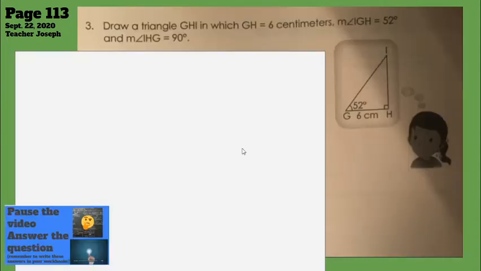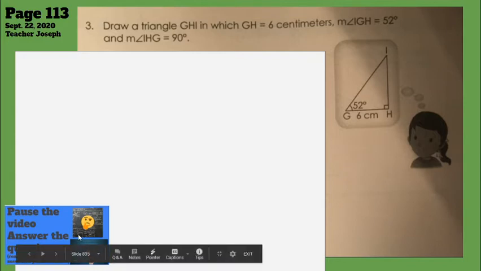All right, let's do page 113. Now what we're going to do is draw a triangle GHI, in which GH is 6 centimeters, just like this, and the measure of IGH is 52 degrees, and the measure of IHG is 90 degrees. In other words, this is a right angle. Pause the video and try this on your own.